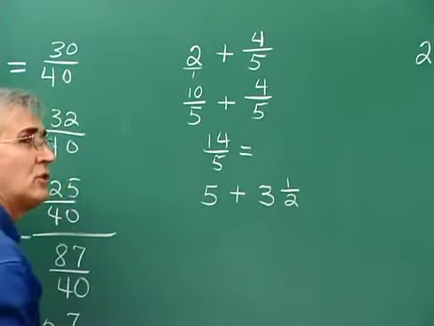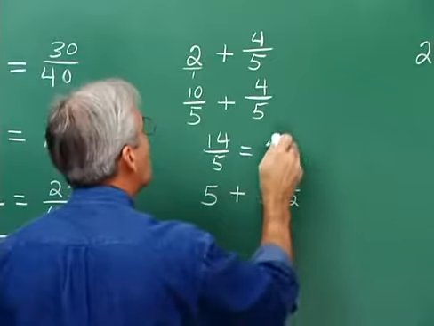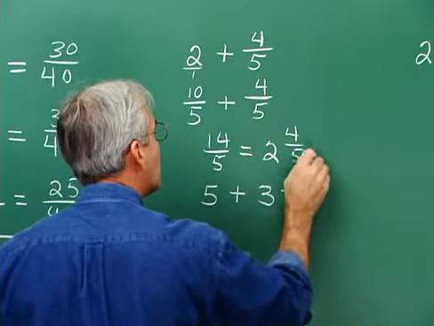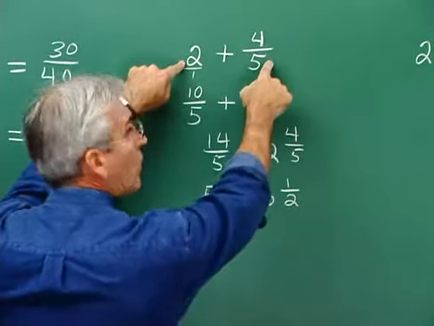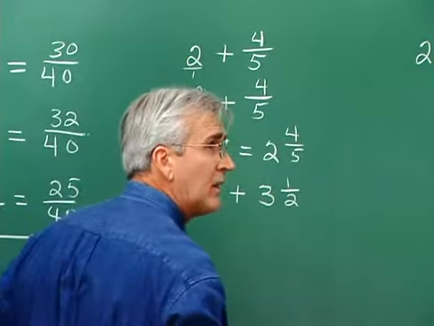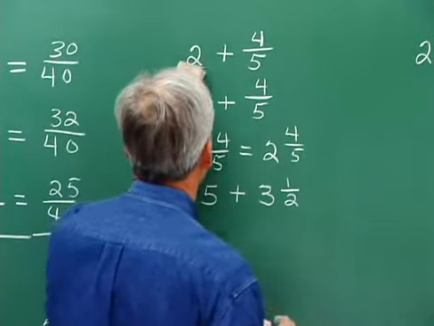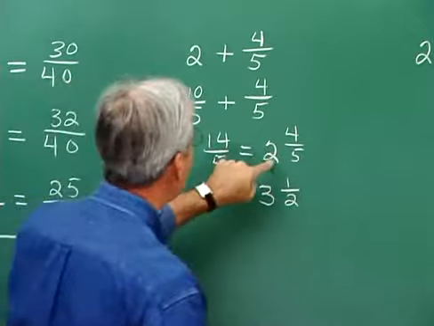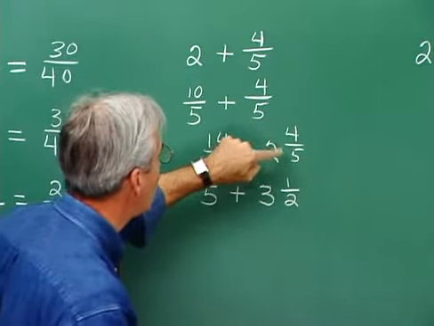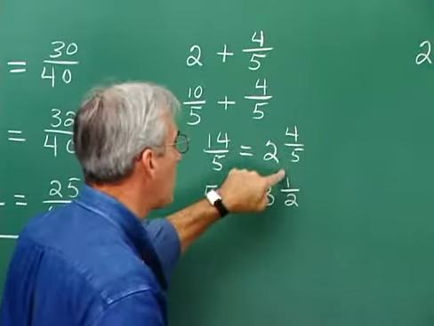And changing into a mixed number, 5 into 14 goes 2 with 4 left over. So 2 and 4/5. That's what we had to begin with. You see, when we're bringing together a whole number and a fraction, we just need to write them next to one another. 2 and 4/5 means 2 plus 4/5. So 2 plus 4/5 means the same thing as 2 and 4/5 written like this.